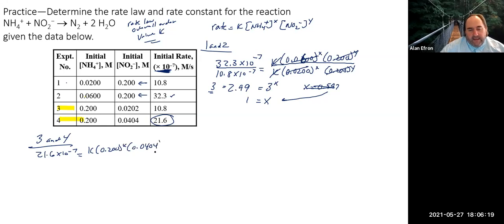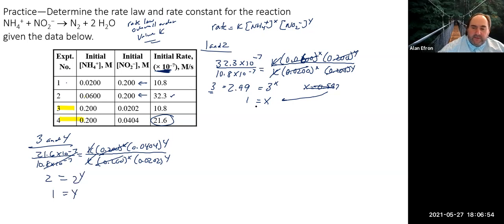0.0404 to the Y. Coming back across and putting our number 3 all the way across, 10.8 times 10 to the minus 7, our K, 0.2, and our 0.0202 to the Y. Doing that division, 21.6 divided by 10.8 gives us a 2, is equal to, again, everything else is going to cancel, and 2 to the Y. Y here again equals 1. So we now have our orders for this reactant.